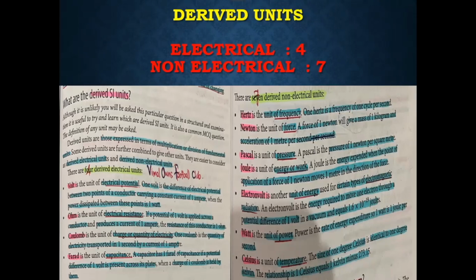And the 7 derived non-electrical units: Hertz, Newton, Pascal, Joule, electronvolt, watt, and Celsius. So read the podcast and make sure you remember it. If you see any MCQs, open the podcast again, read, and then answer it. You have to memorize this. So that's all about SI units.